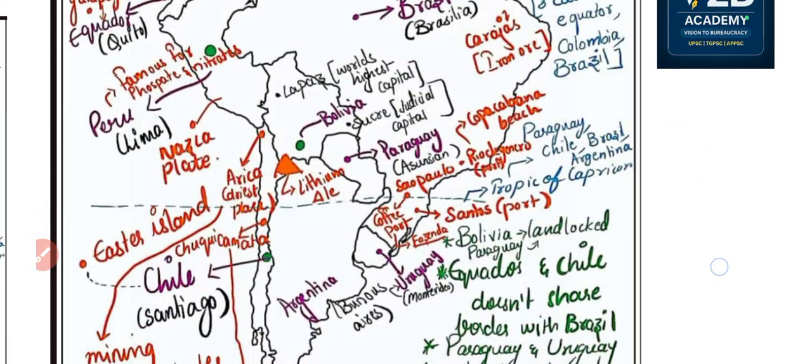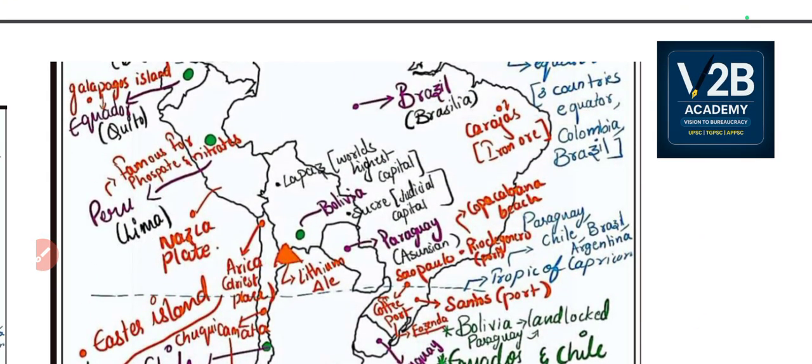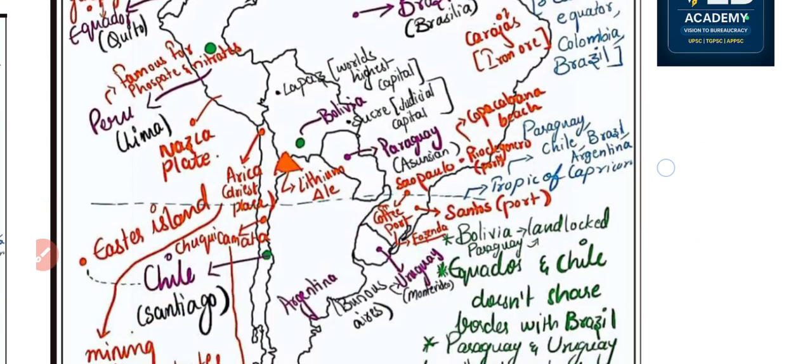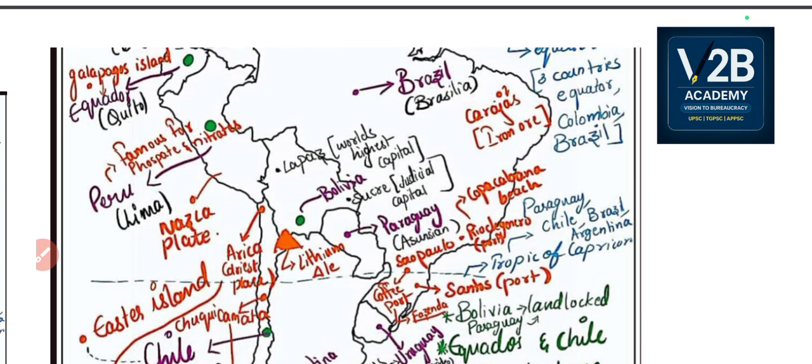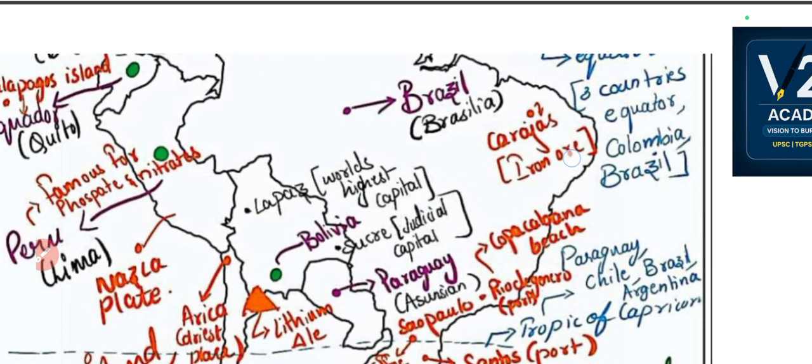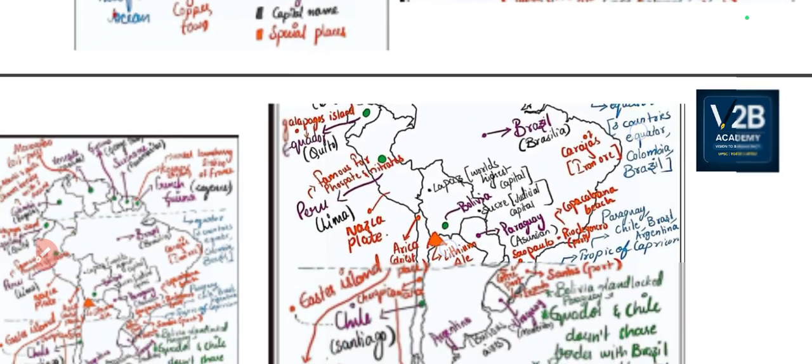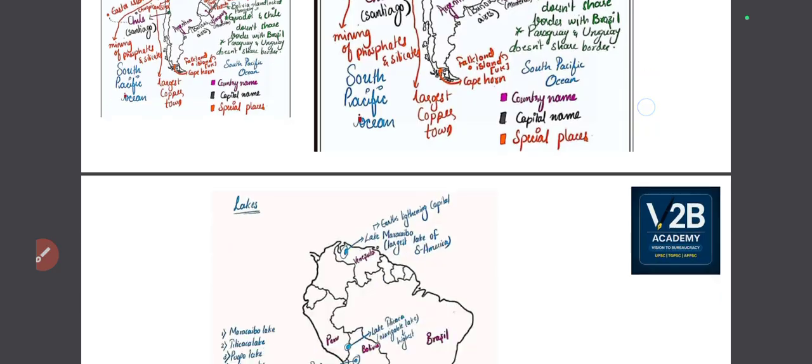From Brazil there are two latitudes that are passing. One is the Tropic of Capricorn and the other one is the Equator. And there is a place named Carajas which is famous for iron ore in Brazil. So this is the region of the first two classes.